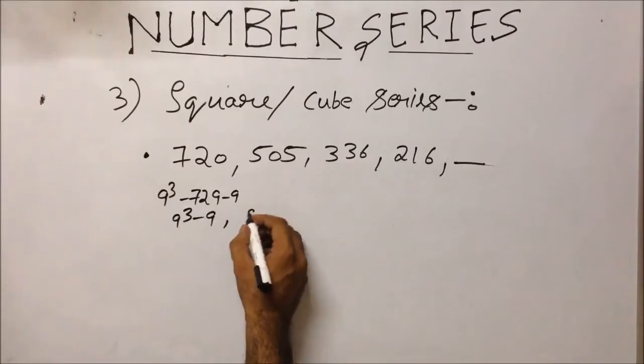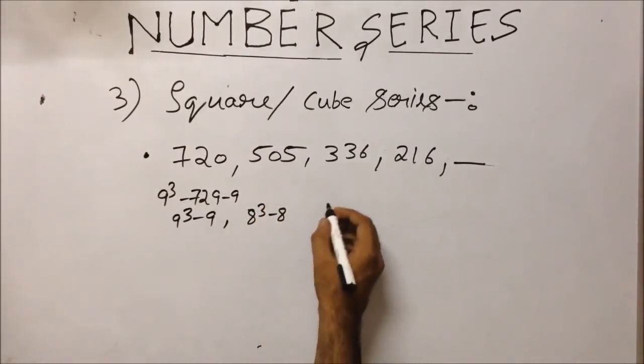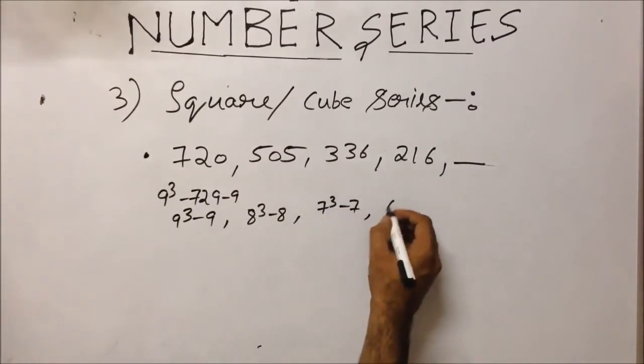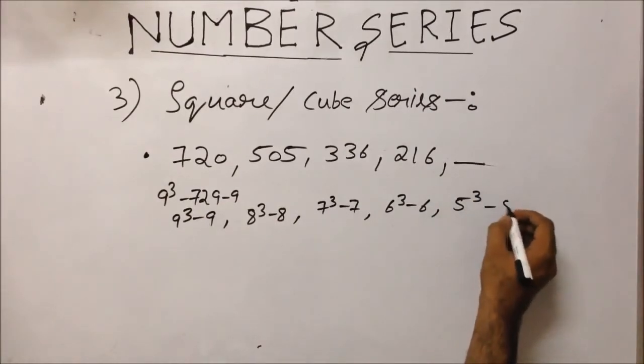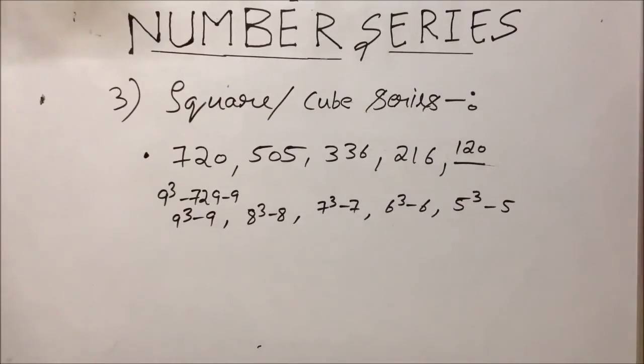Similarly, the next number is 8 cubed minus 8. 8 cubed is 512. The next pattern is 7's cube minus 7. And hence, here is 6 cubed minus 6. So the answer would be 5 cubed minus 5. So the answer is 120. This is the pattern of cube series.